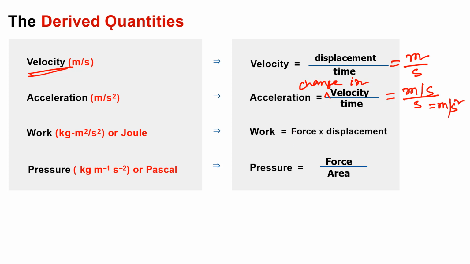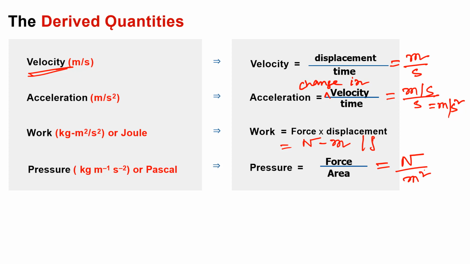Now work done is represented as force multiplied by displacement, right? The force has a unit of Newton and displacement is expressed in meter. So work done has an SI unit of Newton meter, otherwise joule. It is represented simply as J, or you can write the full form also. Now the last one, pressure. It is represented as force upon area. The force has an SI unit of Newton and area is expressed in meter square. In this way we can learn some of the important derived quantities.